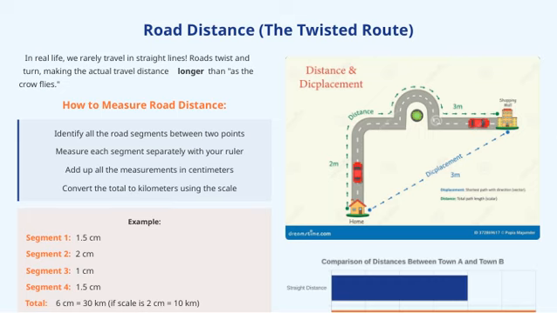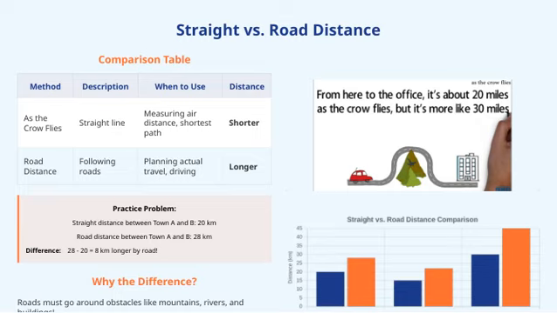Let's take a closer look at the comparison between straight and road distances. On this slide, we have a table that summarizes the key differences. First, the method labeled, as the crow flies, refers to measuring the straight line distance between 2 points, which is the shortest path possible. This is useful when you need to estimate air distance or get a quick idea of how far apart two locations are. Typically, this distance is shorter because it doesn't account for the actual paths or roads people take.